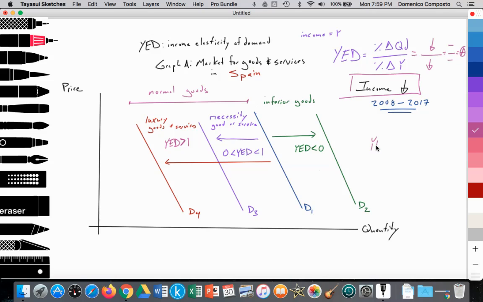So if YED, for example, for going to restaurants was, say, 4.5, that's 4.5 over 1. That means that as incomes fell by 1%, demand for restaurants fell by 4.5%. So some dramatic decrease in the demand for those luxury goods. Okay, so that would be a way to explain and analyze income elasticity, in this case falling income, and what happens to demand for inferior and normal goods.